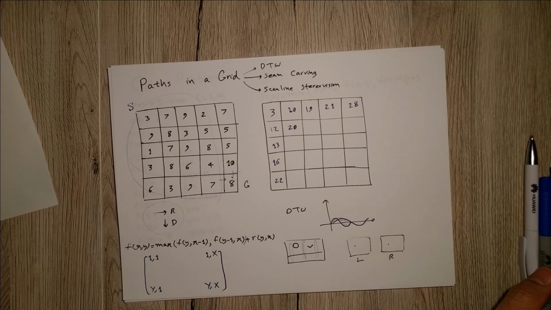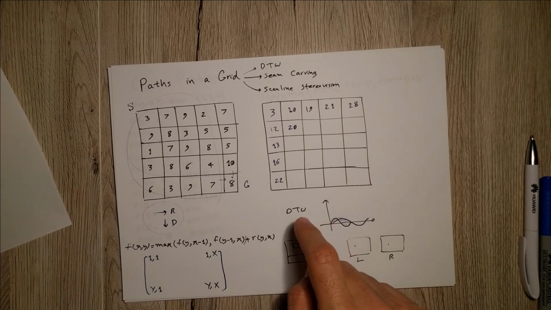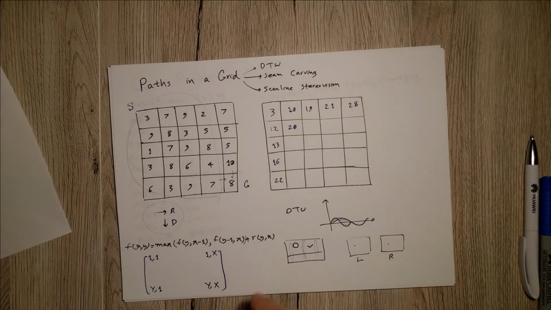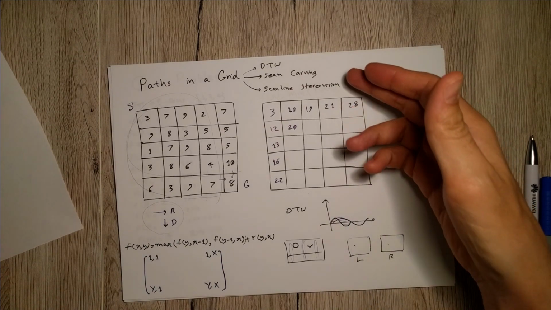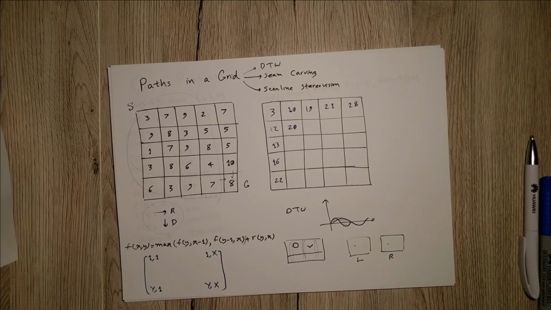Okay. With some changes, you could apply it for dynamic time warping and scanline stereo vision, or seam carving. And the code for these algorithms is also available on my website. You can just go to the description and download the code.